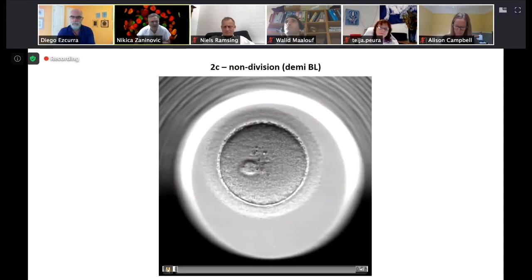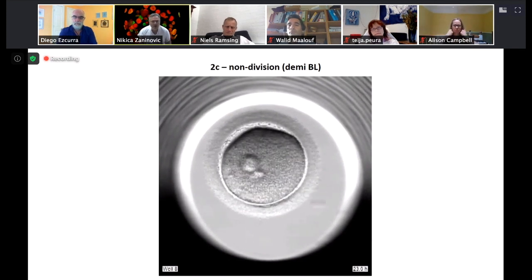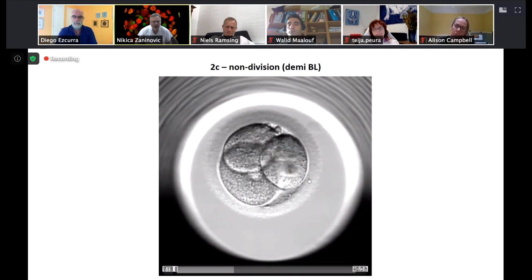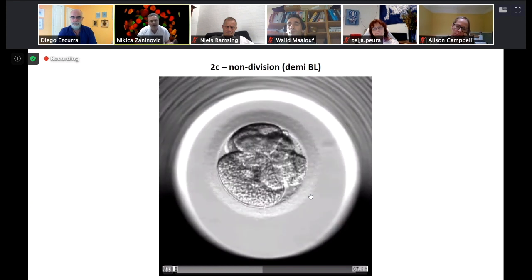This is another example that is very interesting. You have a 2-cell embryo, and one of the 2 cells never divides, the bottom one. The top one will keep dividing, the bottom one will stay like it is. You basically have almost like a cloning.